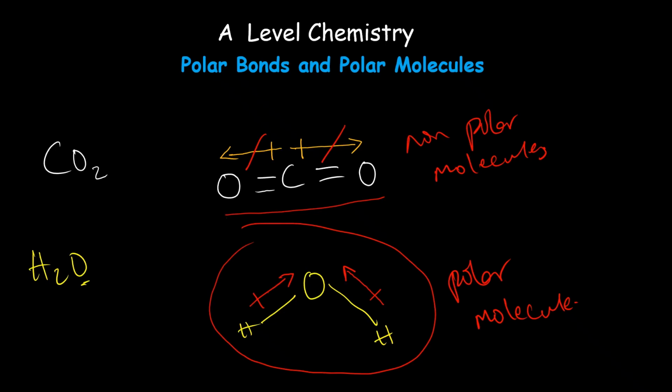So that is what polar molecule is all about, and that's how to differentiate between a polar bond and a polar molecule. The key thing to take home from here is that all polar molecules are as a result of polar bonds, but not all polar bonds result in polar molecules. And that's where we're going to stop for today.